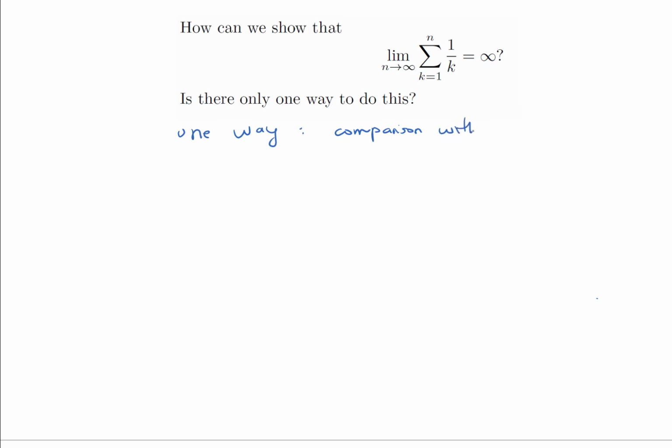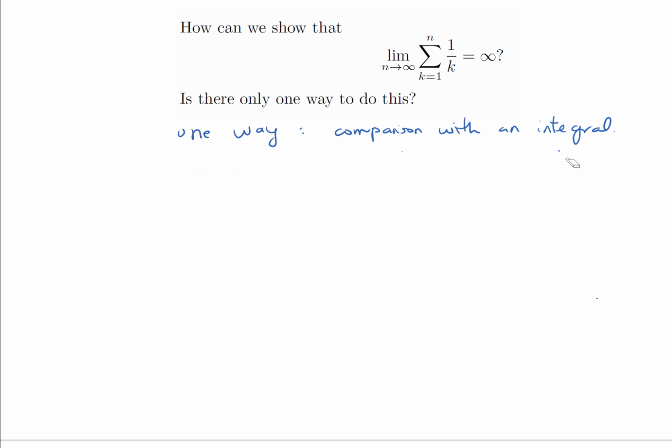And that's a very, let's say, standard approach. And then the second way we will cover also uses a comparison approach, but we will use a comparison with a series. So that's what we plan to cover in this video, and we will start with the first approach. Comparison with an integral.